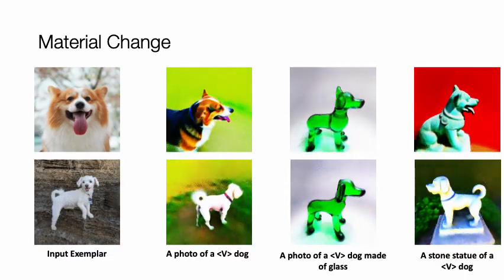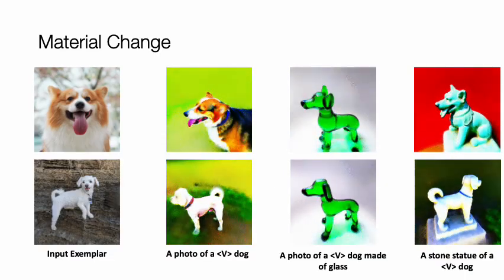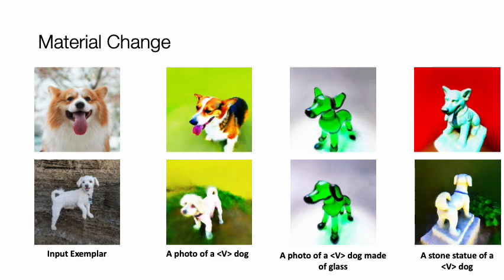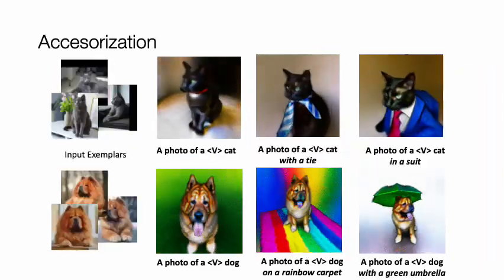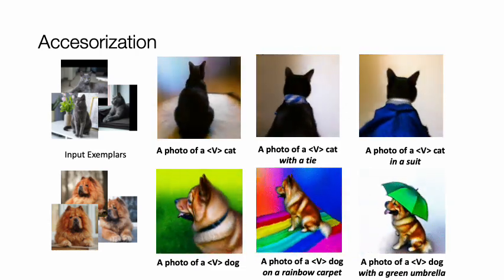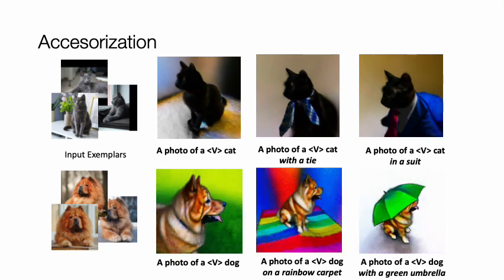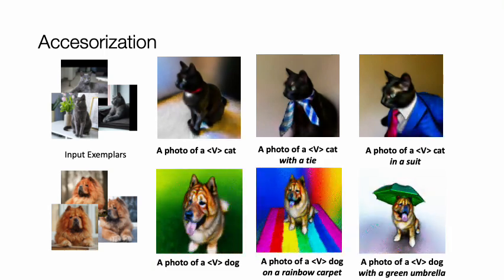Here, we show some material editing results. Notice that the glass sculpture and the statue of the dog correspond to the given subject. Our model can add accessories directly onto the 3D subject, as in the tie and suit on the cat, or into the scene, as in the rainbow carpet and green umbrella.